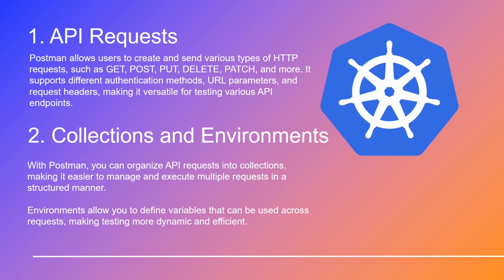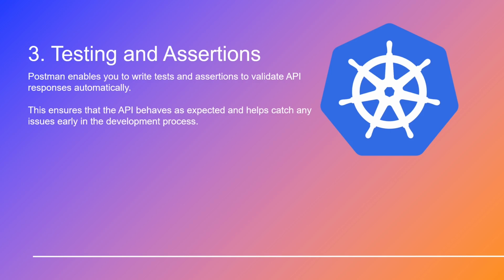2. Collections and environments. With Postman, you can organize API requests into collections, making it easier to manage and execute multiple requests in a structured manner. Environments allow you to define variables that can be used across requests, making testing more dynamic and efficient. 3. Testing and assertions. Postman enables you to write tests and assertions to validate API responses automatically. This ensures that the API behaves as expected and helps catch any issues early in the development process.